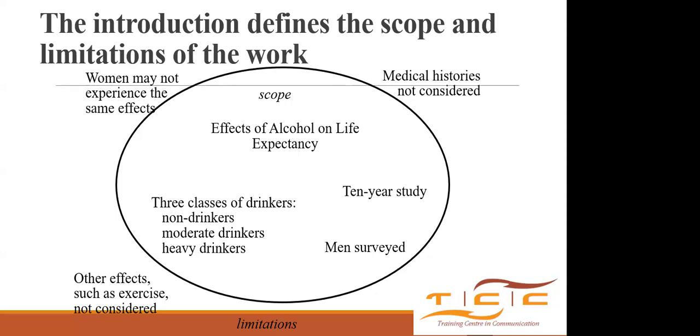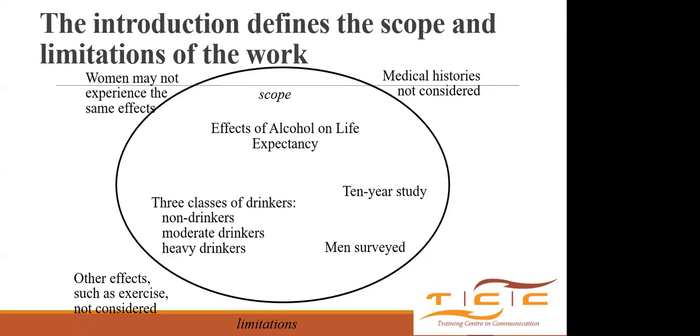But then in the introduction, we also need to make the readers understand that we understand that medical histories can also affect life expectancy. However, they were not considered in the current study. We also need to make them understand that we know that other effects such as exercise could also have an influence on life expectancy, but we did not consider them. We also need to make them know that even women may not experience the same effects, but in this study, we only surveyed men. So in your background is where you're going to talk about all these things, so that we get to understand how much you understand of the problem you're trying to solve.